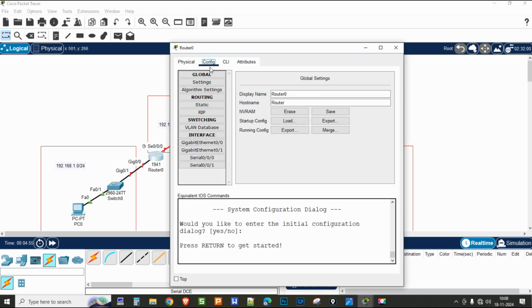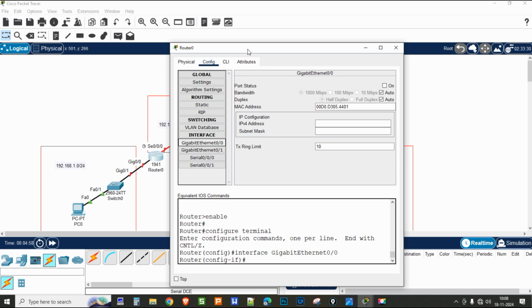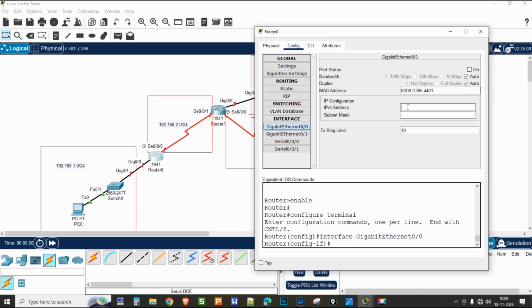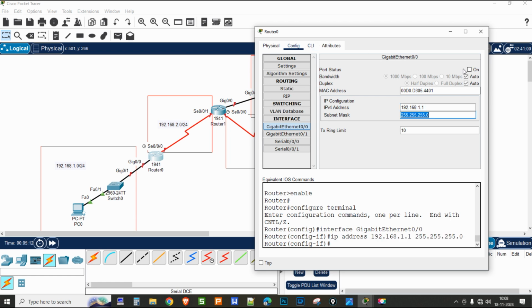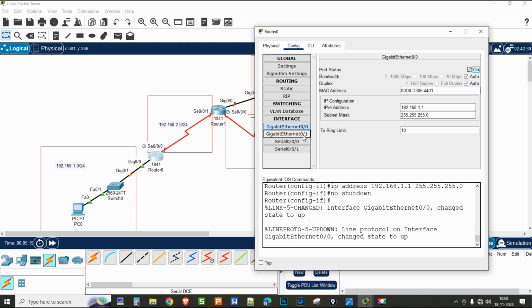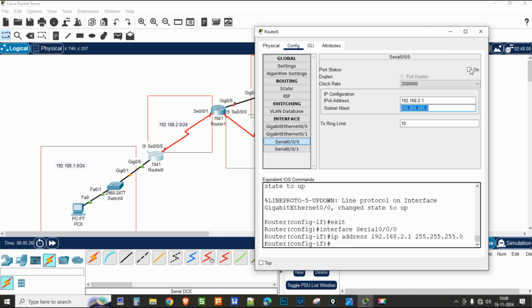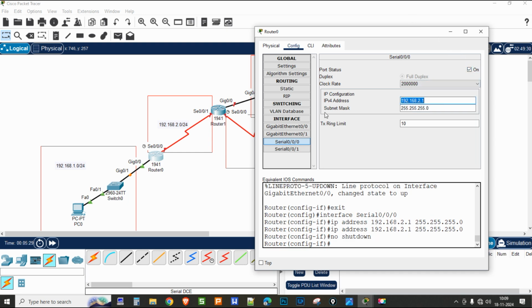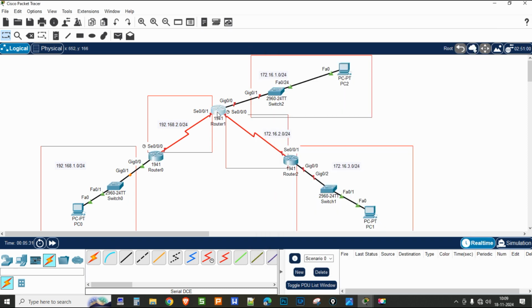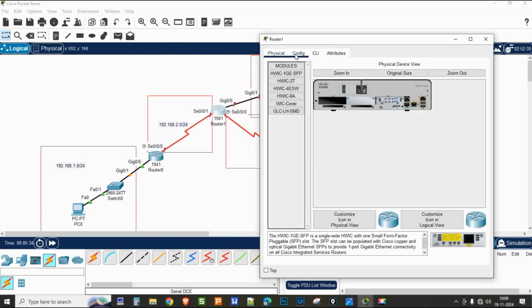Then go to the Gigabit Ethernet interface G0/0. This is the MAC address. You can see 192.168.1.1 followed by subnet mask. Then the port will be on. Opposite side serial interface 0/0/0, I can configure 192.168.2.1 followed by subnet mask. Then I can turn on the interface. 2.1 is the left side and 2.2 is this router. Which interface? Serial interface 0.